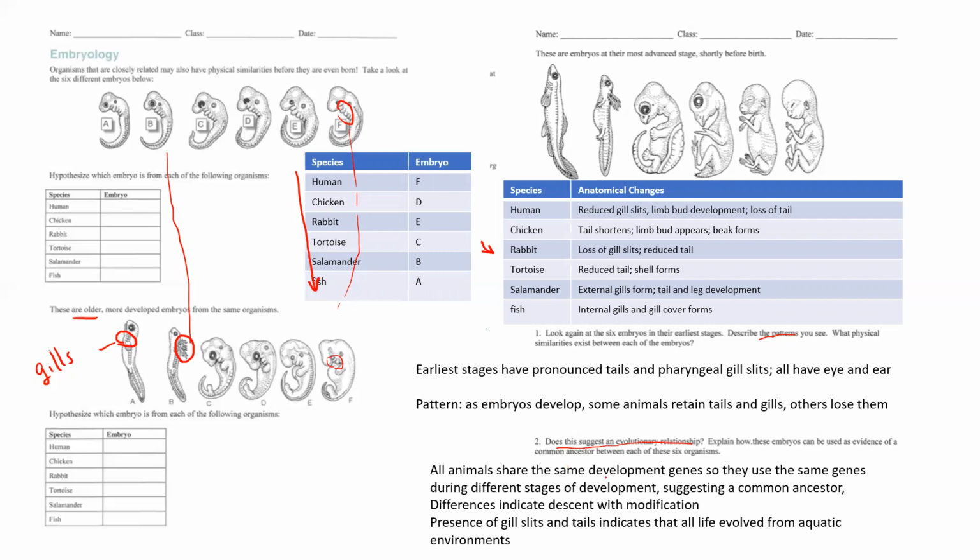All animals share the same development genes, so they use the same genes during different stages of development, suggesting a common ancestor. Differences indicate descent with modification. Presence of gill slits and tails indicates that all life evolved from aquatic environments. Okay, so you can go back to this in your worksheet and fill those out.